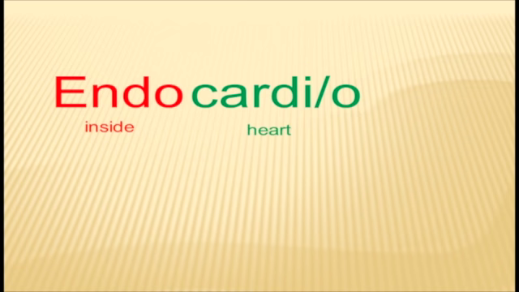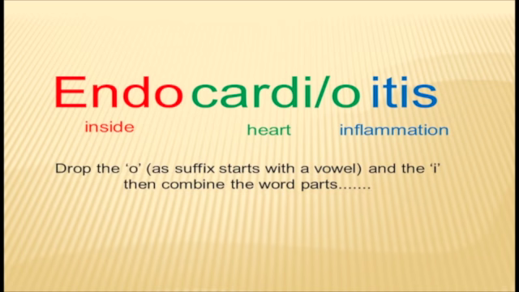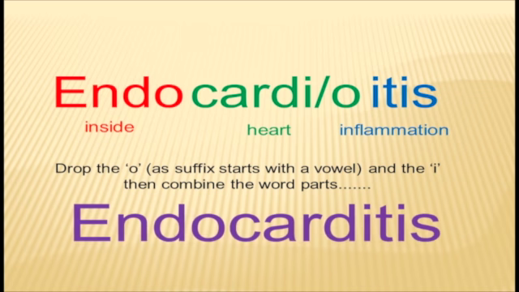Let's have a look at another one. Endo. Endo and en both mean the same. They both mean inside. Let's bring in the same root word and the same ending, the same suffix. So the same rules apply. We drop the O as the suffix begins with the vowel and the I, and the word becomes endocarditis. But this time it's inflammation inside the heart. So we had pericarditis, inflammation around the heart, endocarditis, inflammation inside the heart.